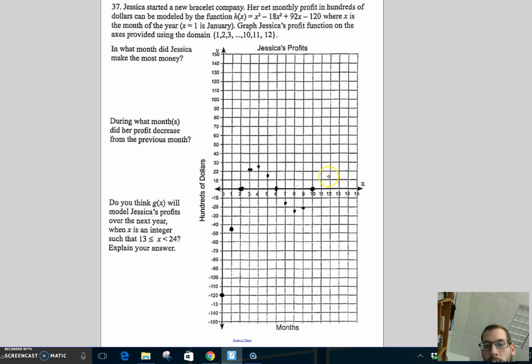11 is going to be 45. 12 is 120. 13 is 231. Oh well, I guess it's off there. I've graphed from 0 to 12, so I'm good. So during what month did she make the most money? Well, she made the most money during month 12.